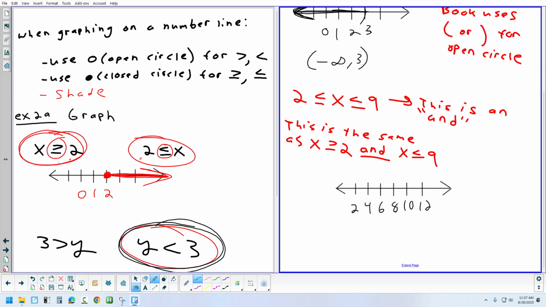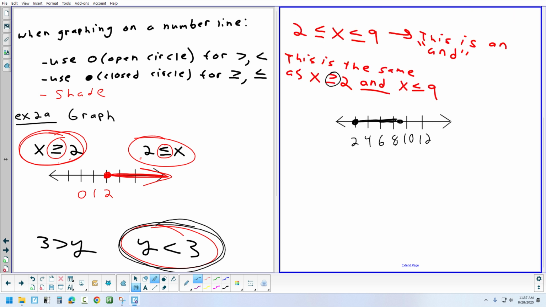The first number is a 2. Based on the symbol, what kind of circle would we put on the 2? Closed. Closed circle. And what kind of circle would we put on the 9? Okay. Closed. Now, where would I shade? This isn't going to have an arrow. This is different. Yeah. Shading between. You shade in between. Perfect. So that's a conjunction.